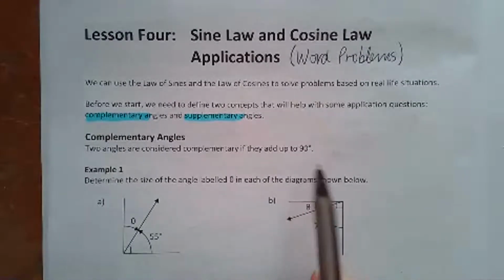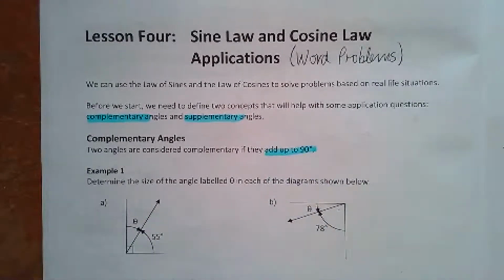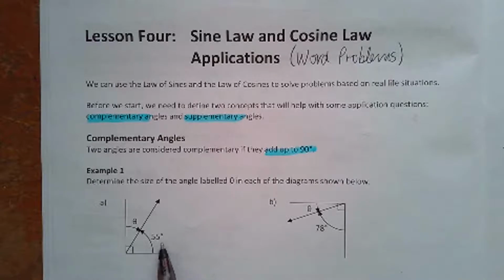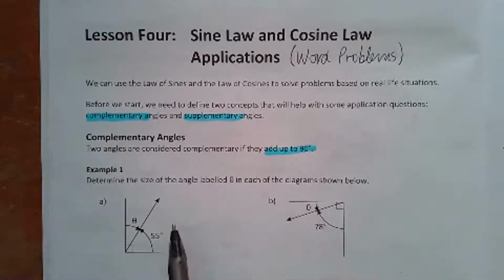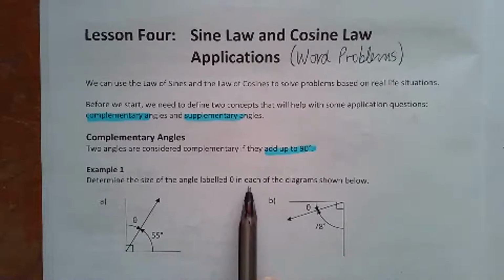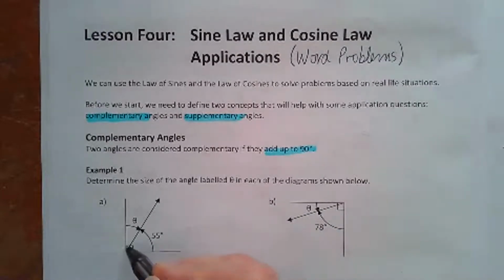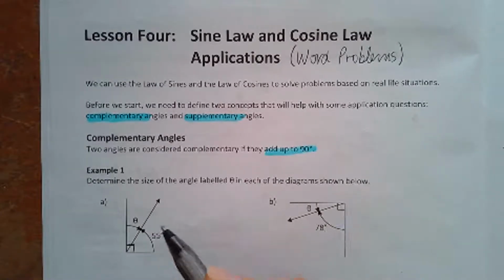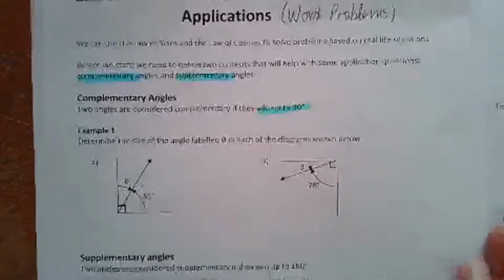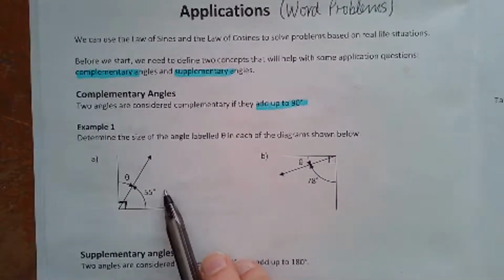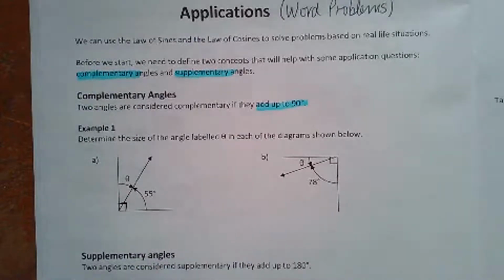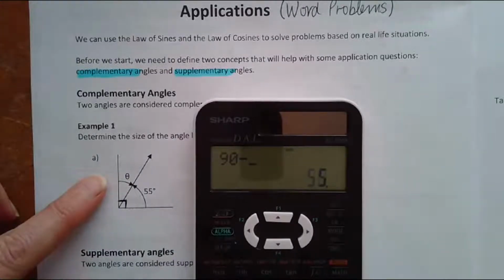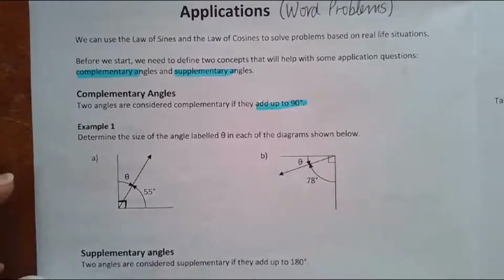Complementary angles add up to 90 degrees. So if you know the size of one, of course the angles have to be less than 90 if they both add up to 90. Determine the size of the angle theta in each of the diagrams shown below. Remember, the box is the universal symbol for 90 degrees. If they tell me that this little angle here is 55 degrees, then theta must be equal to 90 take away 55. It has to be equal to 35 degrees.